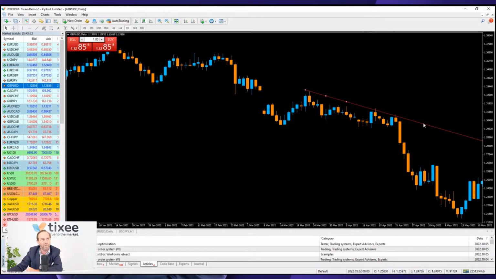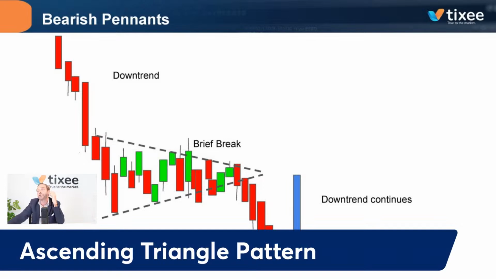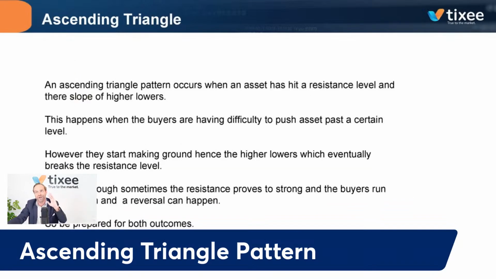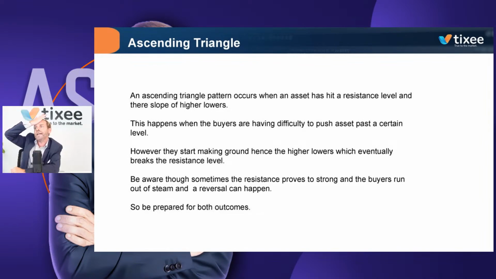Right. We've got one more pattern to look at, and that is the ascending triangle pattern. Trust me, these chart patterns have a lot better names than candlestick patterns. We don't have the abandoned baby or the falling star. But anyway, they have pretty practical names. Now, the ascending triangle pattern occurs when an asset has hit a resistance level where there's a slope of higher lows. I'll show you what I mean by that visually in a minute.